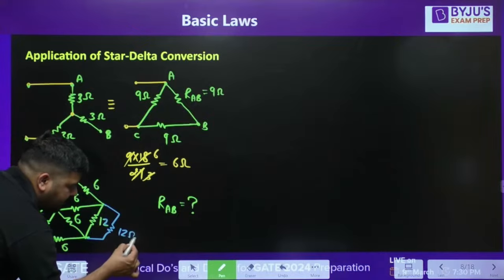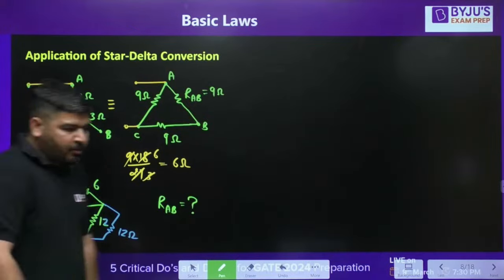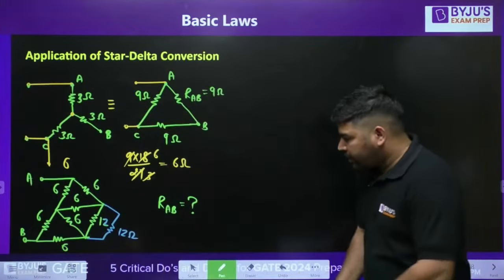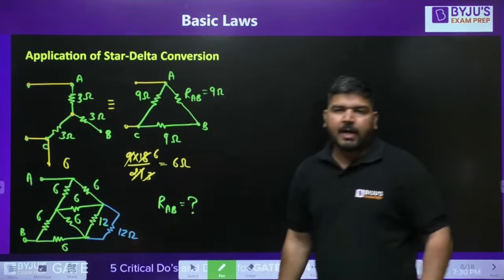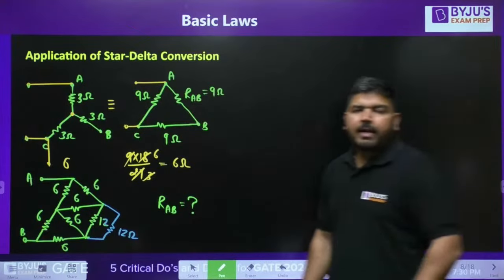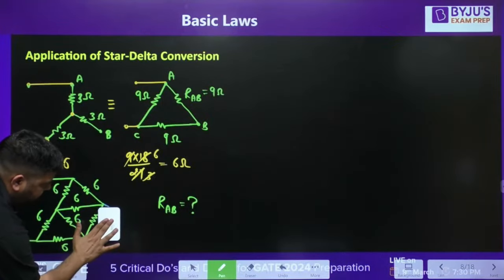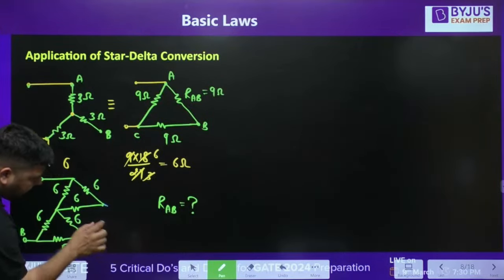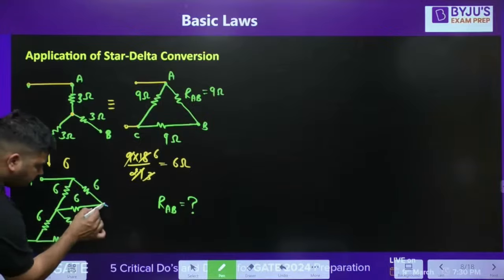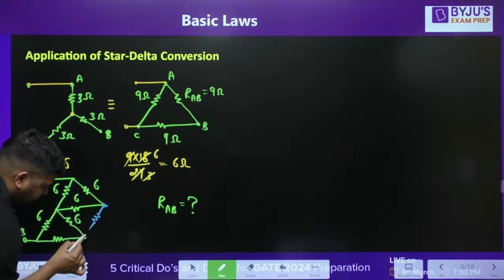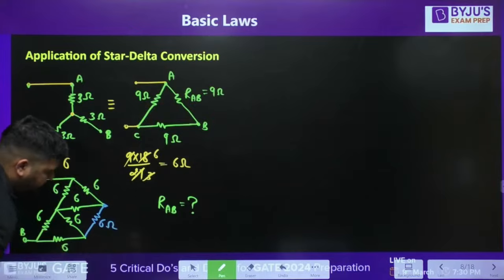Is it clear, guys? Tell me. There is one more 12 ohm. Now you can see that this 12 and this 12 are in parallel. If they are in parallel, you can combine them and it will become 6 ohm. They have the same starting point and the same end point, so you can combine them. It will become 6 ohm.